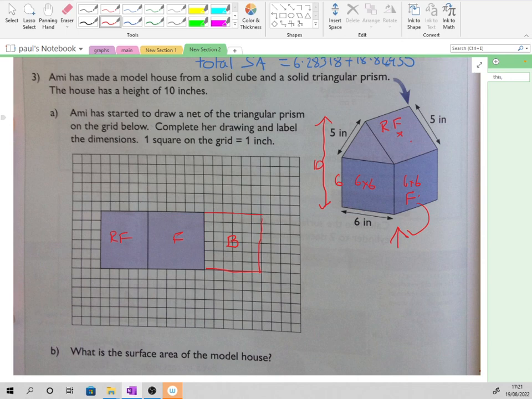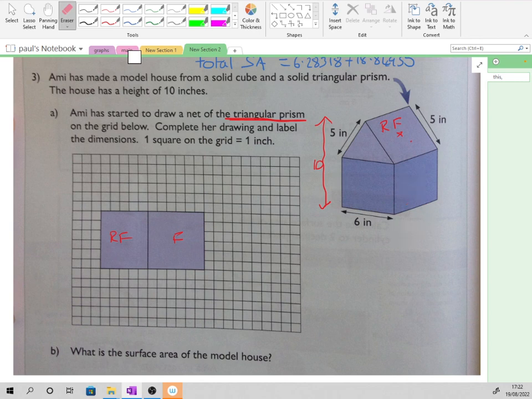Maybe I've misunderstood. So I've got the roof, and there's 6 by 6. I'm not even reading it, am I? Look, she's only drawing the triangular prism. I was trying to draw everything. Read the question carefully. There you go. So you can see roof front and front. We're only drawing the triangular prism, so we don't need that bit.